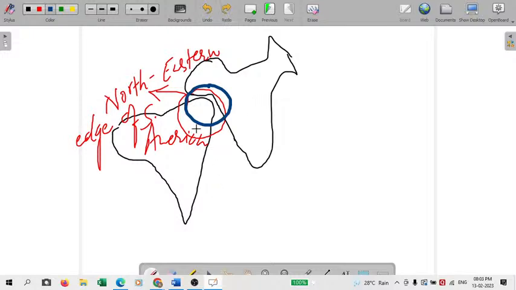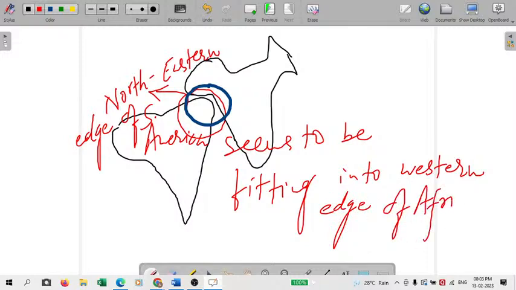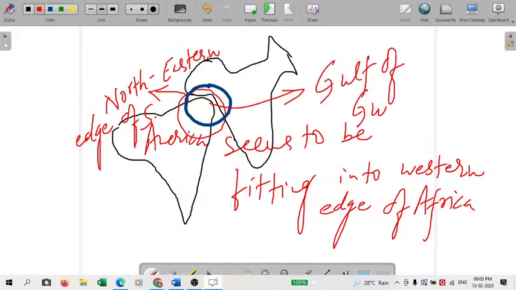So northeastern edge of South America seems to be fitting into the western edge of अफ्रीका. आज की डेट में ये जो अफ्रीका का वेस्टर्न एज है, ये क्या है? द ओशन. अफ्रीका के वेस्टर्न एज में एक वाटर बॉडी है जिसका नाम है गल्फ ऑफ गिनी.